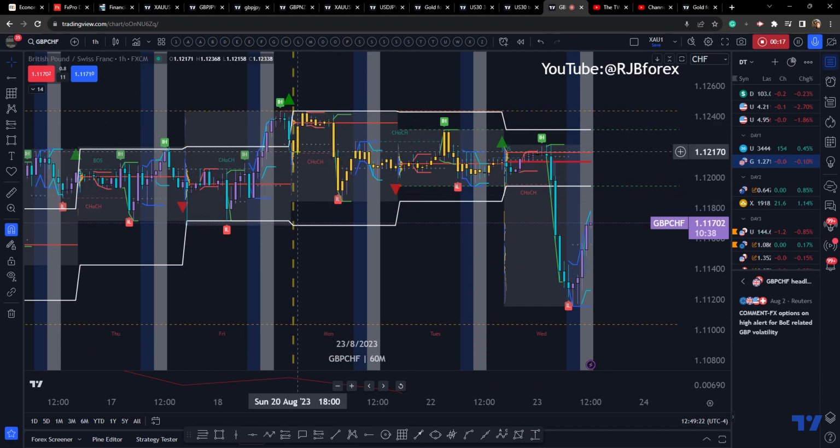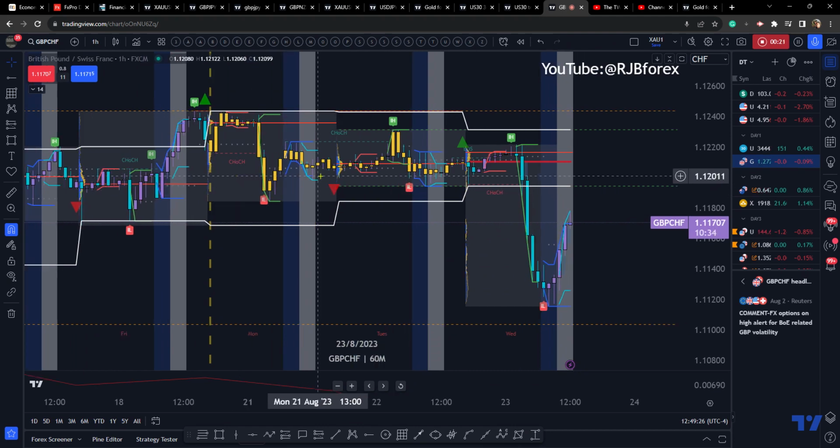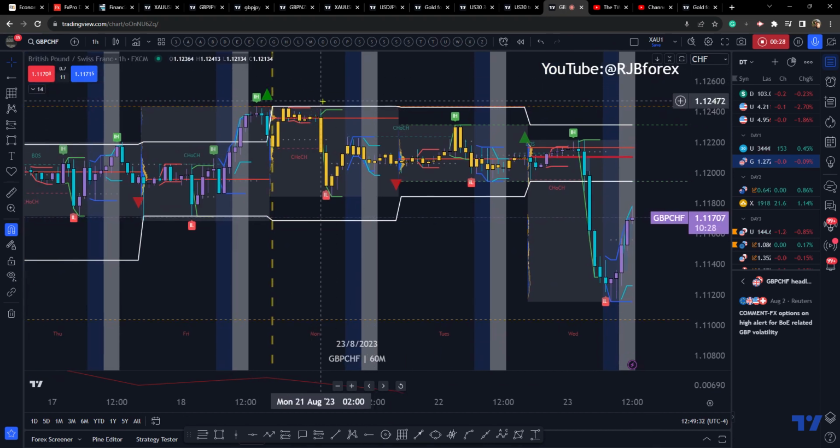We broke structure in that London session, right? So we came up on Friday's structure. We failed to make a higher high, right? We came in and broke structure. So that's a change of character. And then we proceeded to consolidate, really.